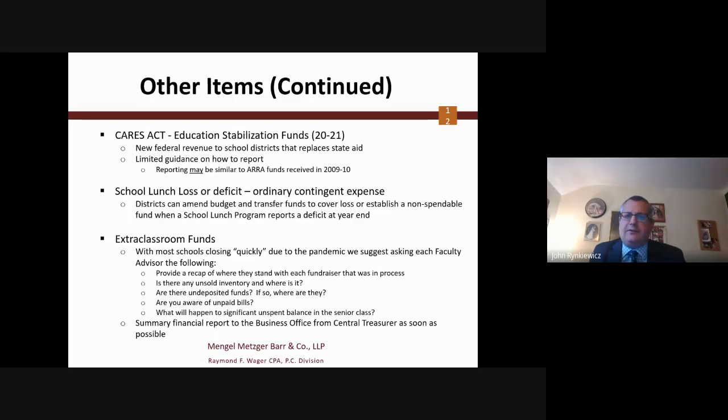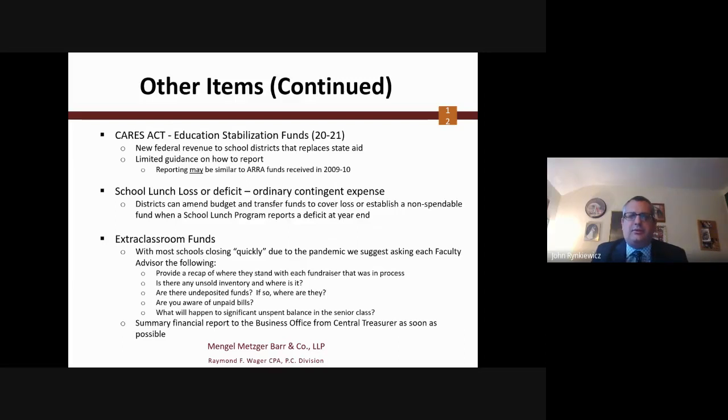School lunch fund deficits. So we're going to be seeing this across a lot of districts where you have these losses. Just letting you know that funding those from the general fund can be considered an ordinary contingent expense. So you are able to do that. You can amend your budget and transfer those funds, or set up a non-spendable fund, an amount loaned to the school lunch program that you're expecting to be paid back at some point.